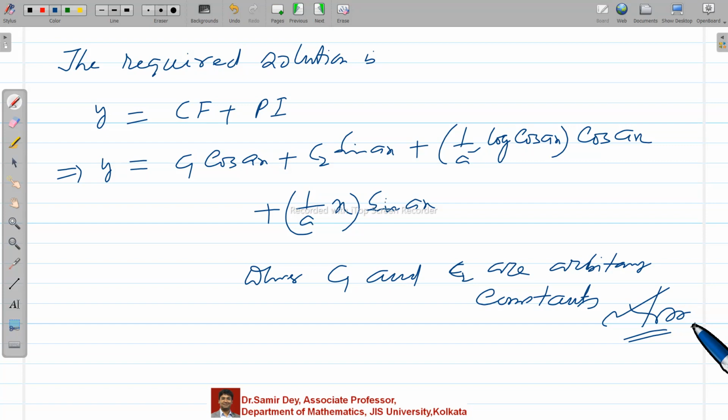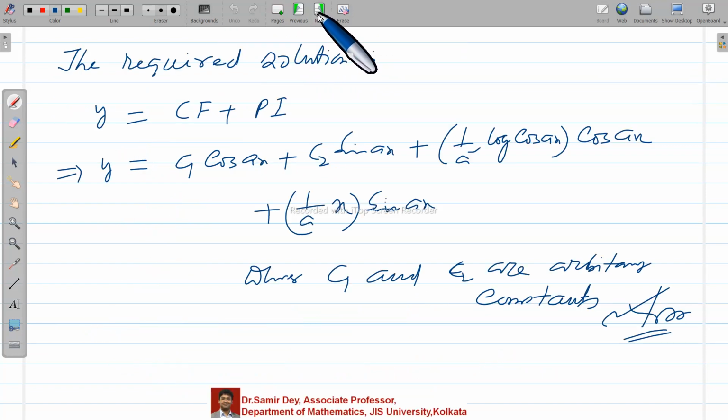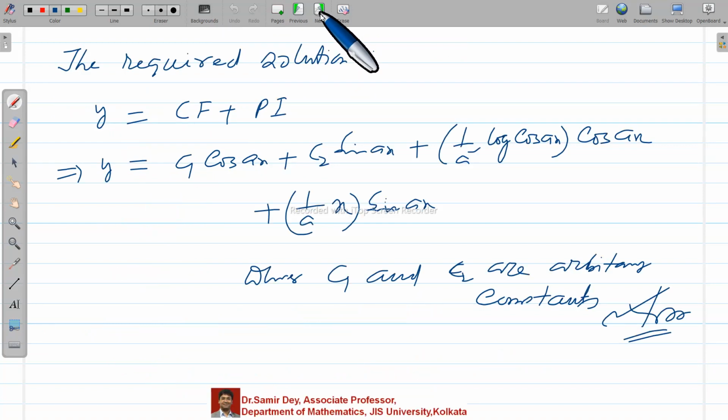This is another approach, just remember this is another approach. These are straightforward. Here I have used direct calculation, but those who are in honors, whatever formula I have used here, especially the v(x) and u(x) calculation, you have to derive this formula first, then you can apply it, otherwise not. But in engineering, there is no need to derive this formula, you can directly apply it.